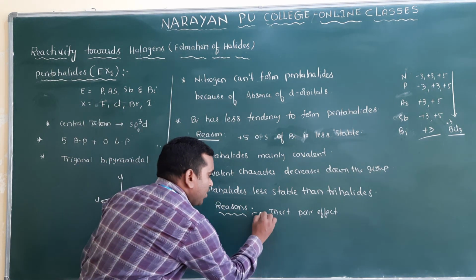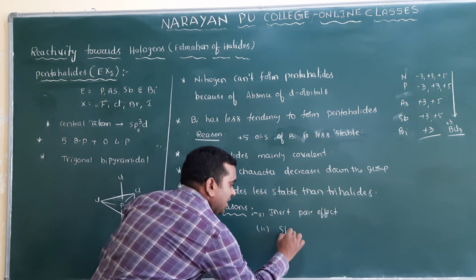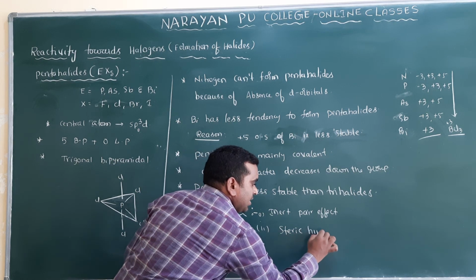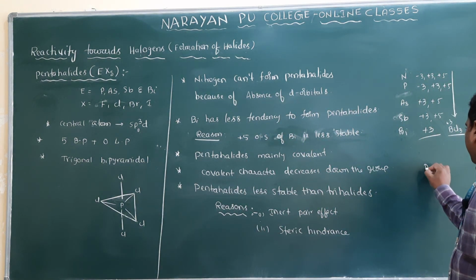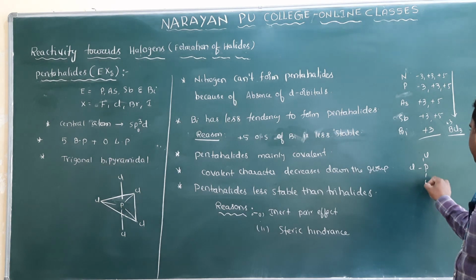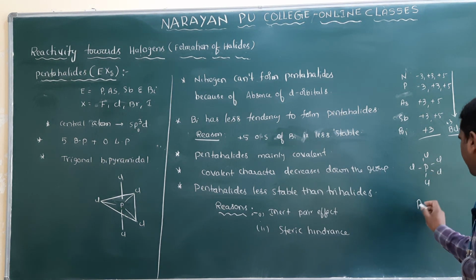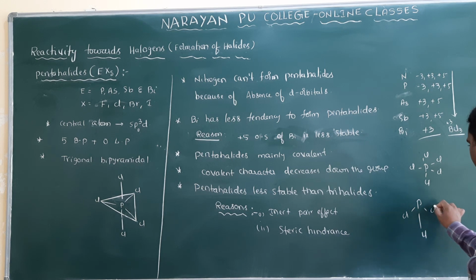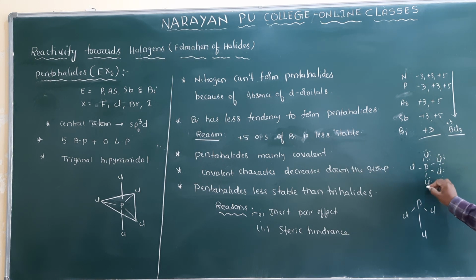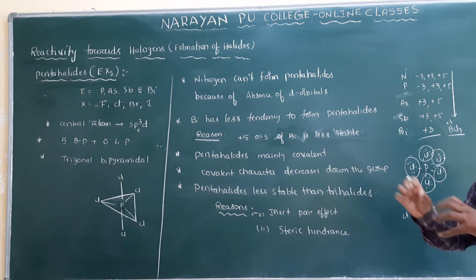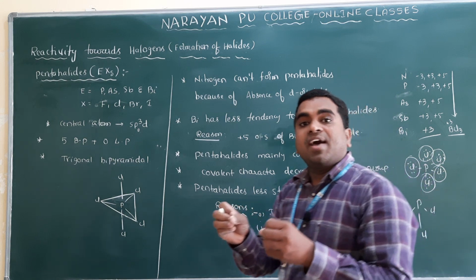Another reason is that steric hindrance increases. What is steric hindrance? Suppose I take PCl5: how many chlorine atoms are there? Total 5. And PCl3 has how many chlorine atoms? 3. Each chlorine has lone pairs of electrons, and these are bigger groups. So there will be steric hindrance, which causes repulsions. When there are repulsions, the molecule becomes unstable.